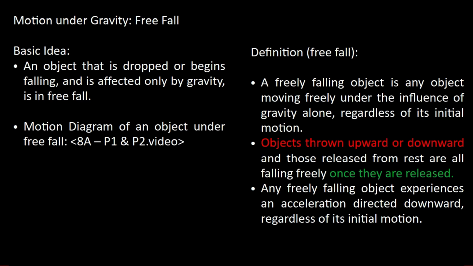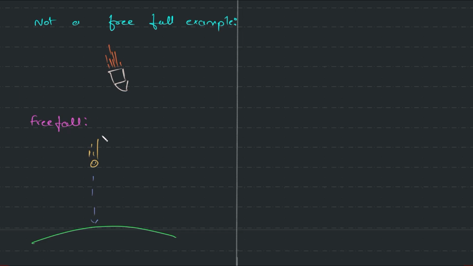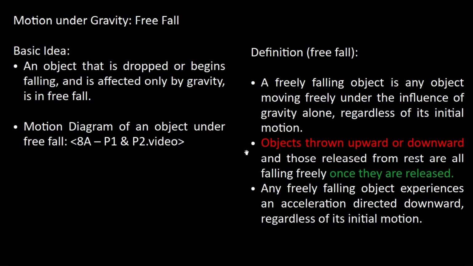So as a definition, a free falling object is any object moving freely under the influence of gravity alone, regardless of its initial motion. So someone could have thrown it. But after it's thrown, after the object leaves the person's hand, it is said to be under free fall. Objects thrown upwards or downwards and those released from rest are all free falling once they are released. Okay, so that's the point I was trying to make.